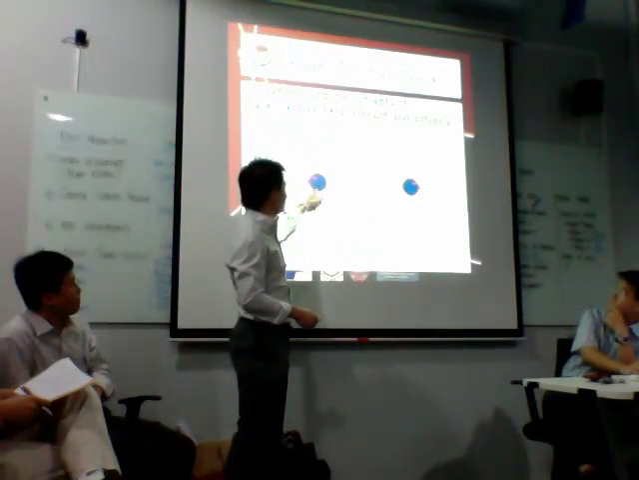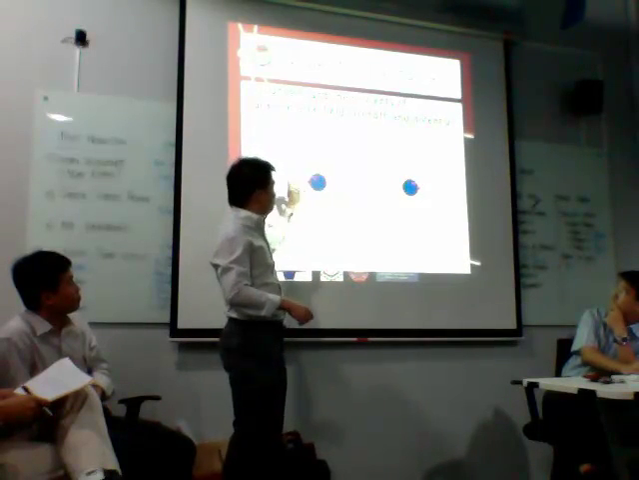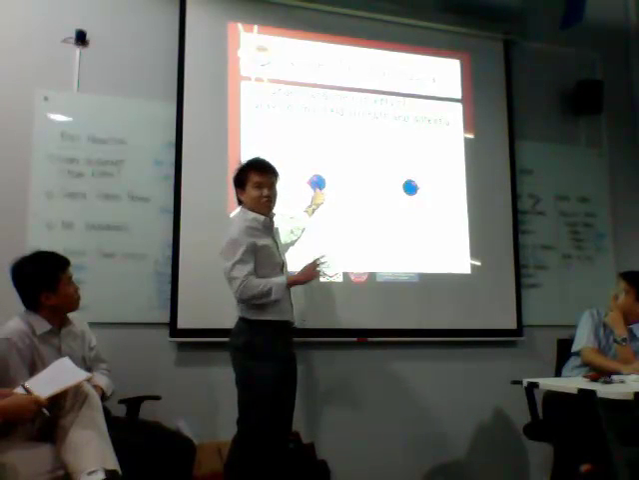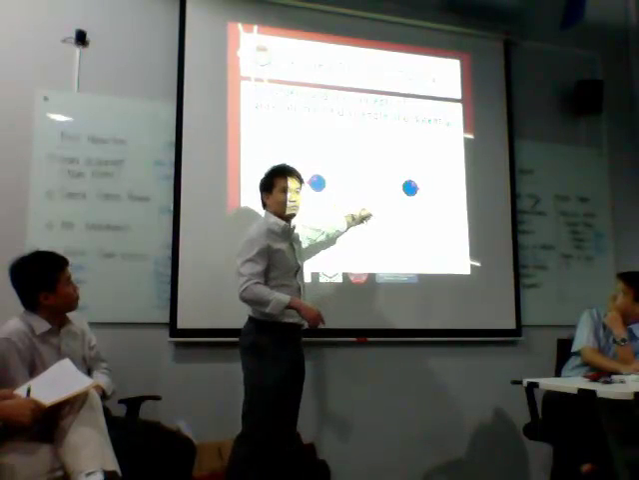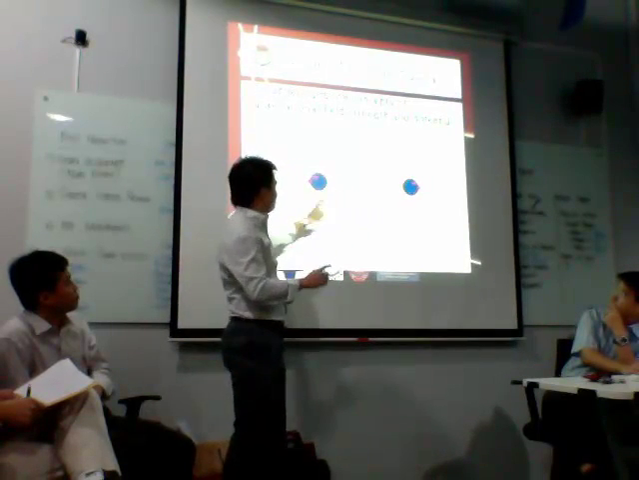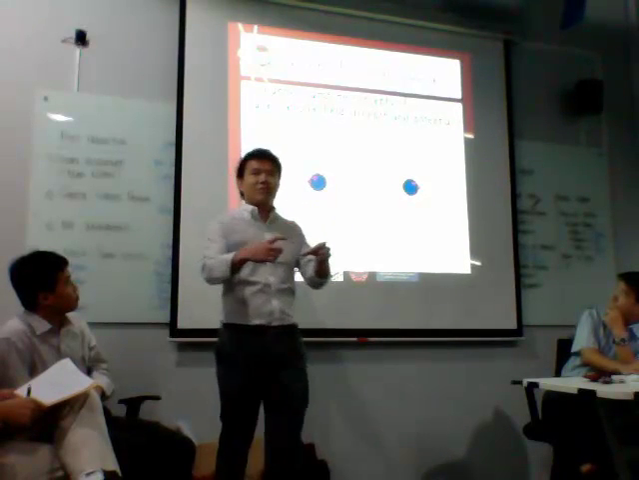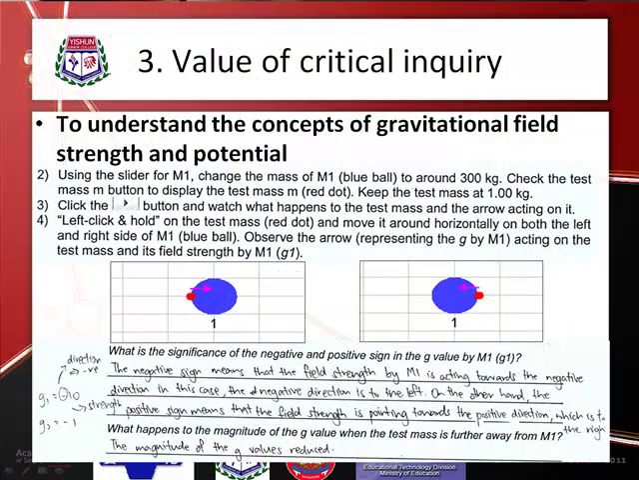So in the simulations, there's a software with a test mass. They can play around with this, move the test mass, and see the arrow that represents field strength. When you shift to the left, the arrow goes to the right. And then there will be values for the field strength, g. When it's pointing to the right, it's a positive value; pointing to the left, it's a negative value.